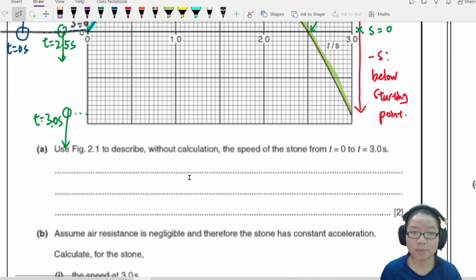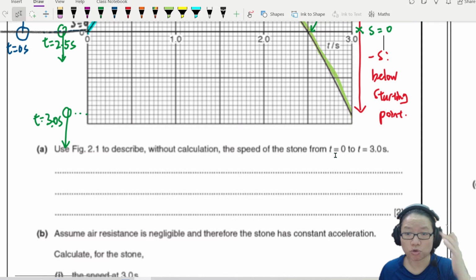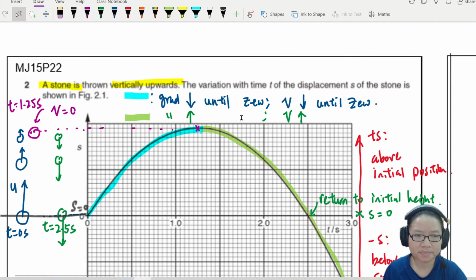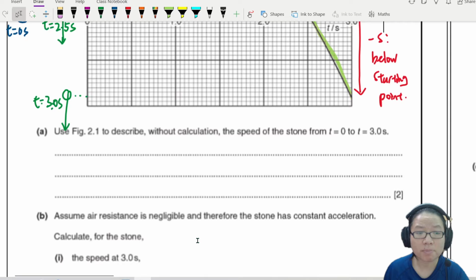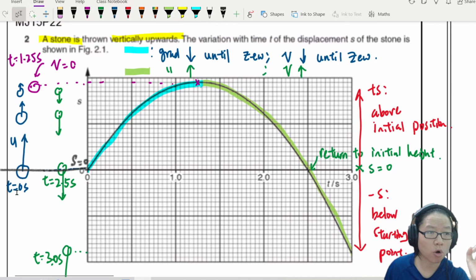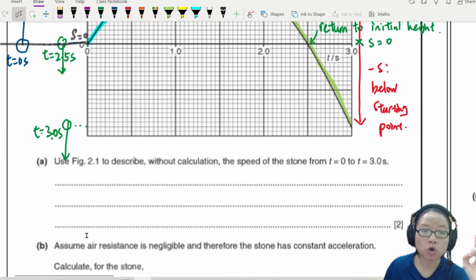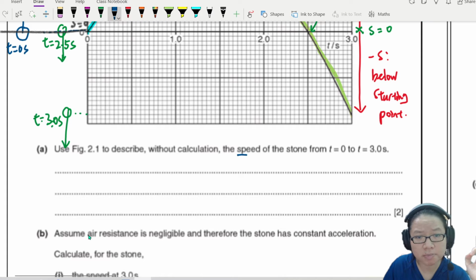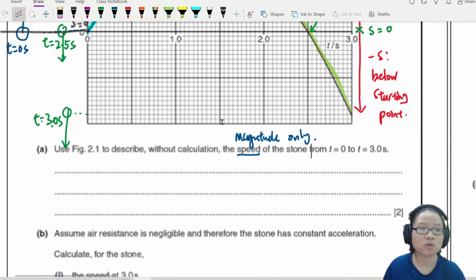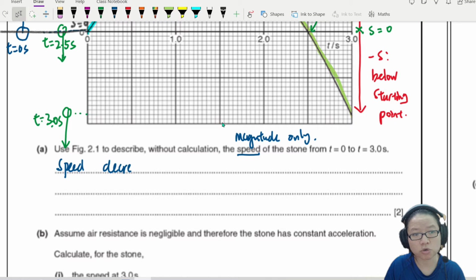Using the graph, describe, without calculation, the speed of the stone from 0 to 3 seconds. So the entire journey. You see, I've just done this here. The speed will decrease to 0 and then increase. If they talk about speed, you don't have to mention the direction. Velocity means you will change direction, the ball goes up and then comes down. So I'll put a note here: this is speed, so magnitude only. You can write about direction, but it won't give you any marks because it's not really related. So I will say something along the lines of: the speed decreases because it is on the way up.